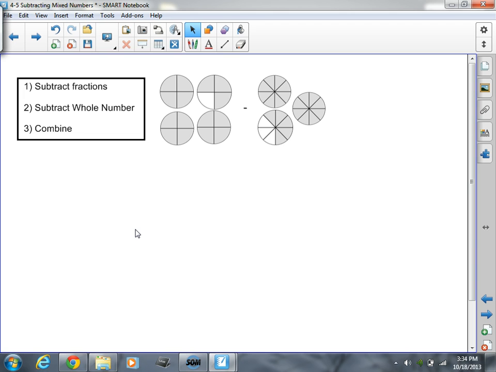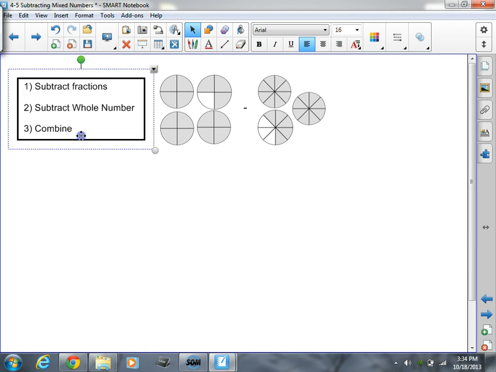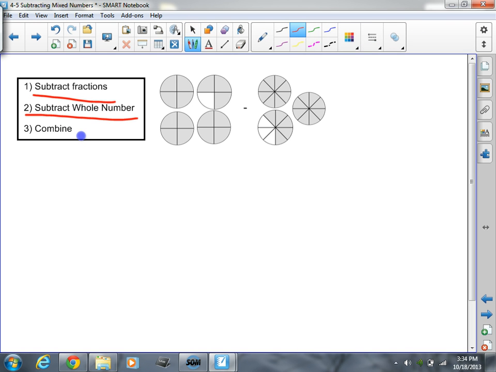Now you see two mixed numbers on the board here, and then you see right here this box, and this box should seem pretty familiar. Last night's video had a very similar box talking about addition, but you'll notice one very important difference. I actually changed the order of which to do first. I actually said first we should be subtracting the fractions, and then we subtract the whole number. So let's go and jump right in and try this out.